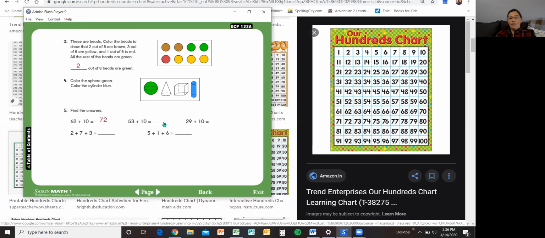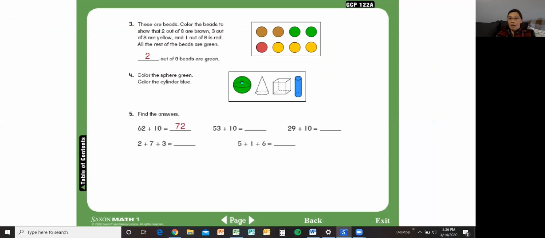Okay. 53 plus 10 was 63. 29 plus 10 is 39. You can just write those down. This went in a weird order, so let's look at this. Now we're adding 3 single-digit numbers. If you're not confused yet, we'll be good to go. Okay, let's look at these.